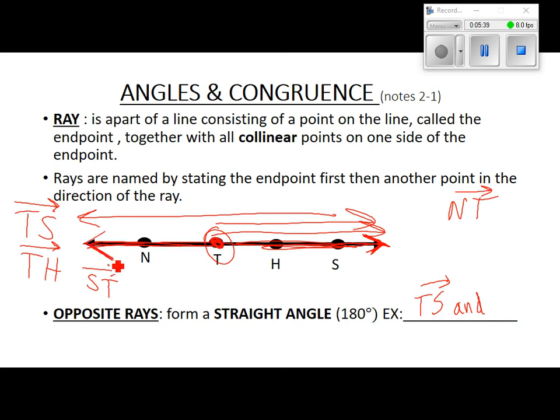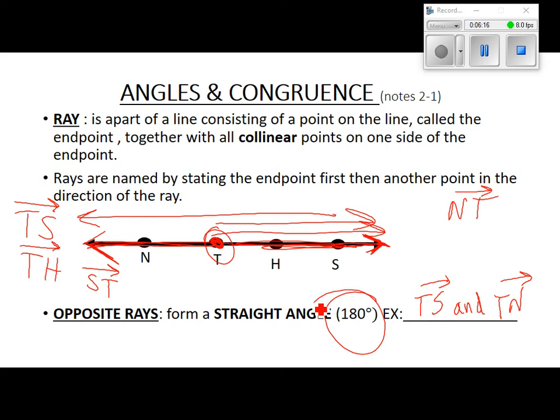Whenever you have two opposite rays, they're always going to form a straight angle. Don't say a straight line, because all lines are straight. It's a straight angle, and the measure of that straight angle is always 180 degrees. Could we pick two different rays there that were opposite rays? Yeah, there's a whole bunch of them we could have picked. Opposite rays have the same starting point, or same endpoint, whatever you want to call it, and they go in opposite directions.